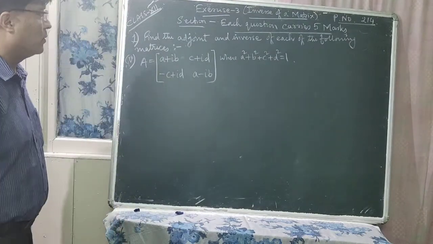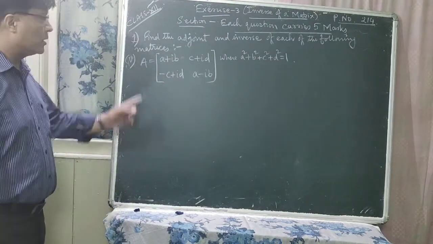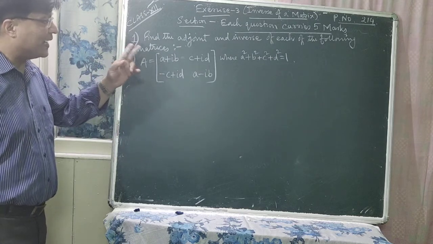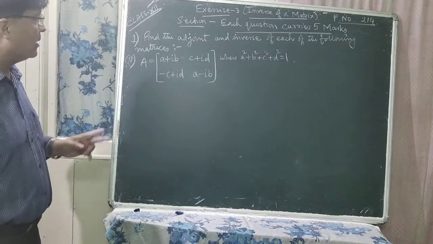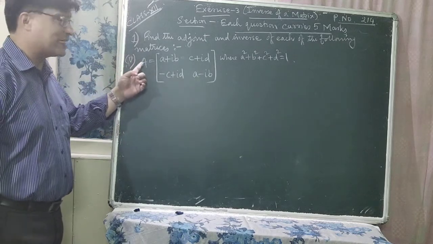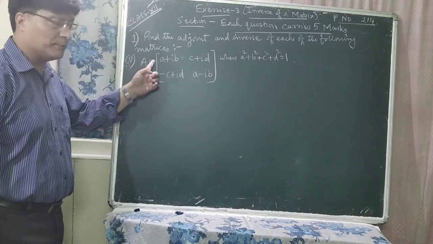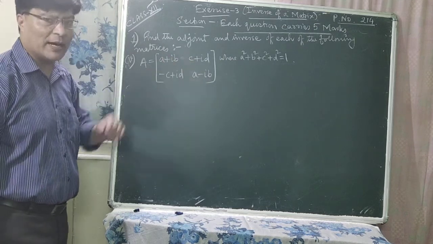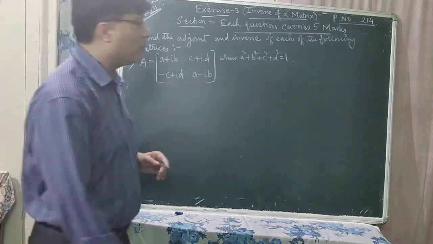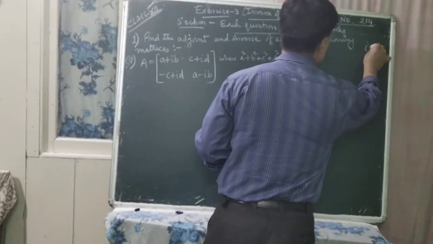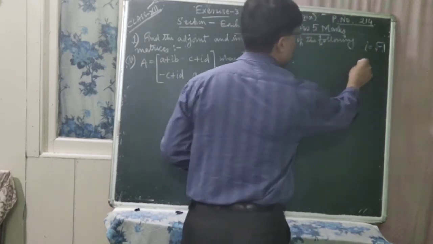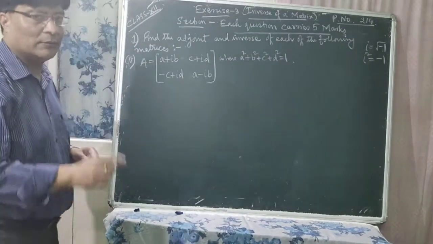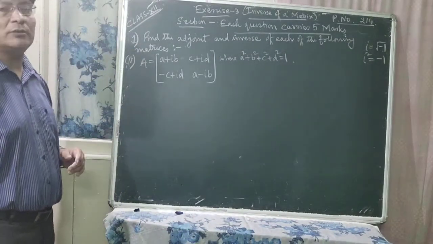So now we will do the next question, number 5 of question number 1. Here also you have to find out the adjoint and inverse of each of the following matrices. Question number 5: capital A is the given matrix, which is equal to A plus iB, C plus iD, minus C plus iD, A minus iB. You know i is equal to root over minus 1, from complex numbers, and you know that i square is always equal to minus 1.